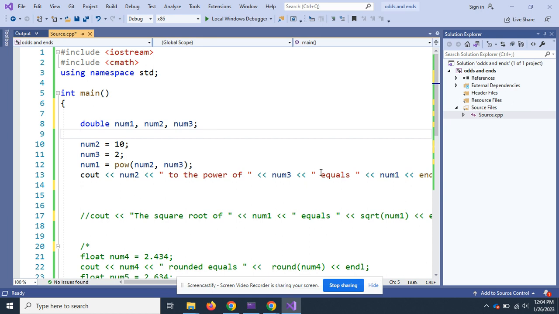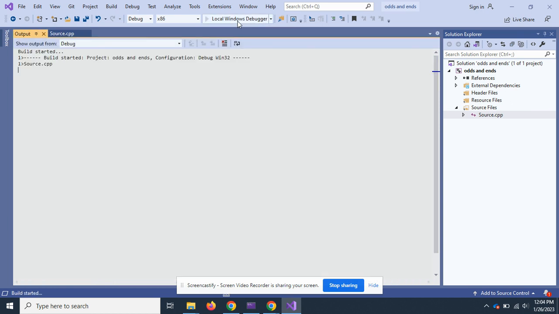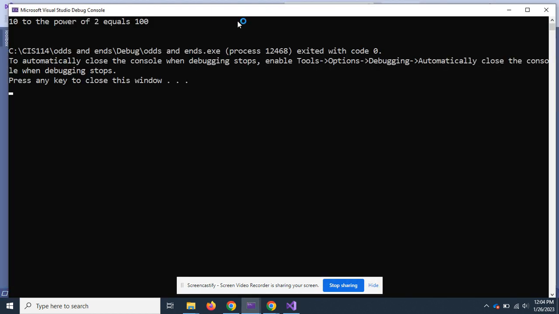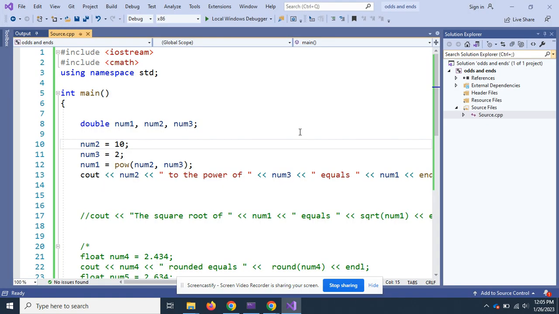So basically, the first number inside the parentheses is always going to be your base. The second number is always going to be the exponent. So num2 is 10, and num3 is 2. So this is going to be 10 squared. Ten to the power 2 equals 100.